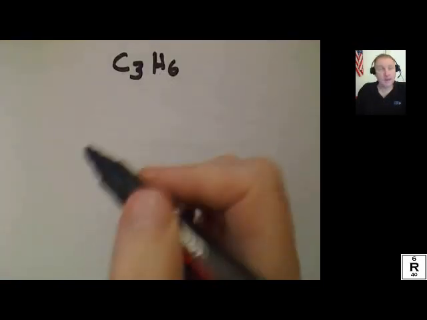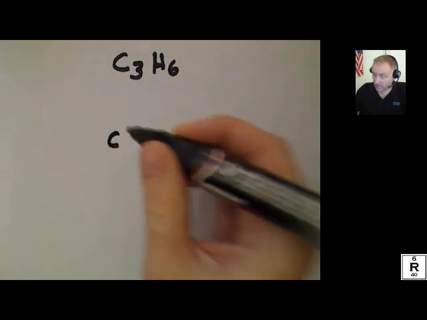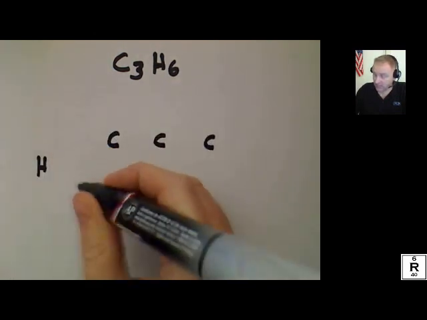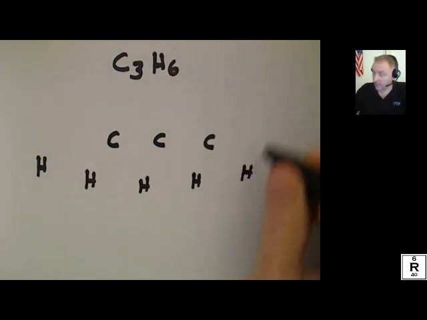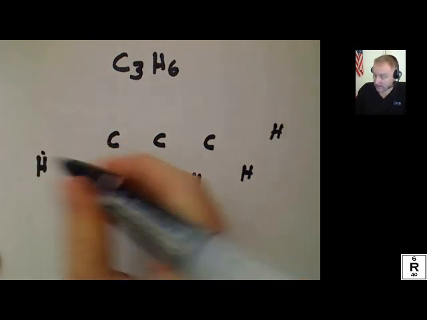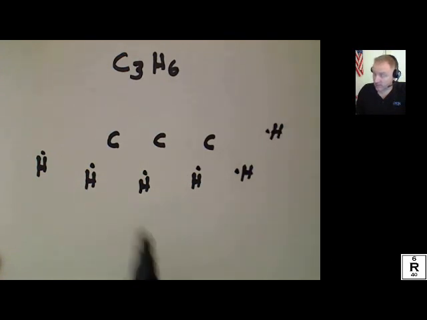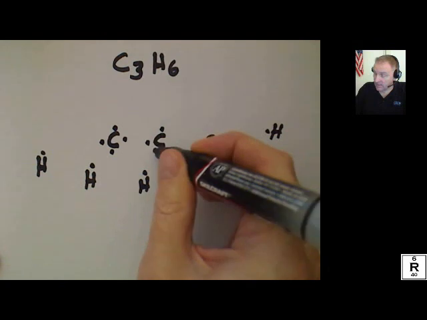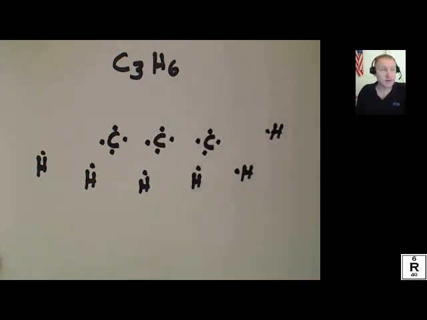3 carbons and 6 hydrogens. So 3 carbons, 1, 2, 3, and 6 hydrogens, 1, 2, 3, 4, 5, 6. Each hydrogen has 1 valence electron, so we'll just put 1 dot on all of those. And the carbons each have 4 valence electrons. None of these are lone pairs. They're all single electrons. Everything needs to be connected together.